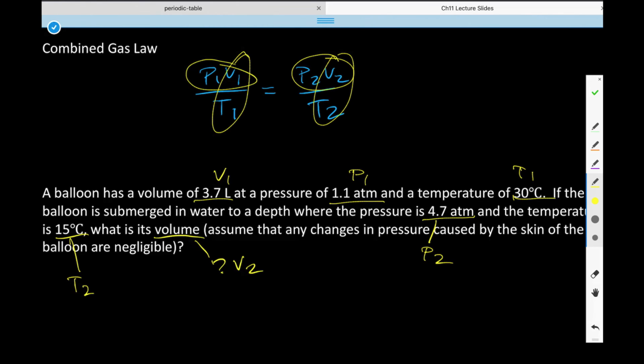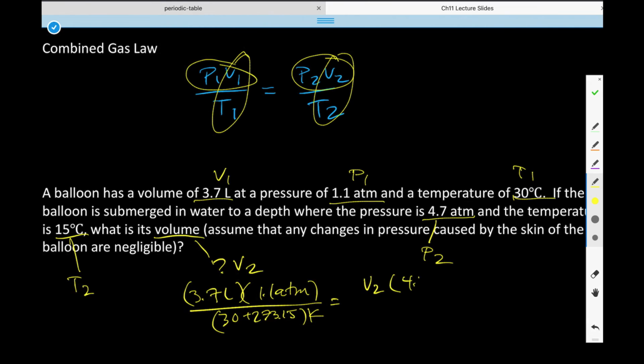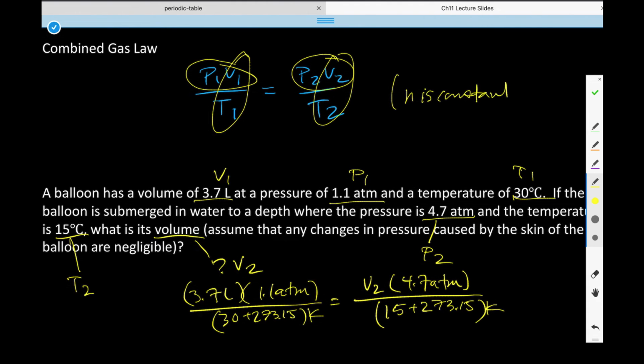Question V2, right? So then we would just set up the equation, which says that we have 3.7 liters times 1.1 atmospheres over 30 plus 273.15 Kelvin is equal to, what am I looking for? V2, 4.7 atmospheres over 15 plus 273.15. All right, so note here, if one of these variables doesn't change, n is constant, right? So the amount of gas has to be constant.